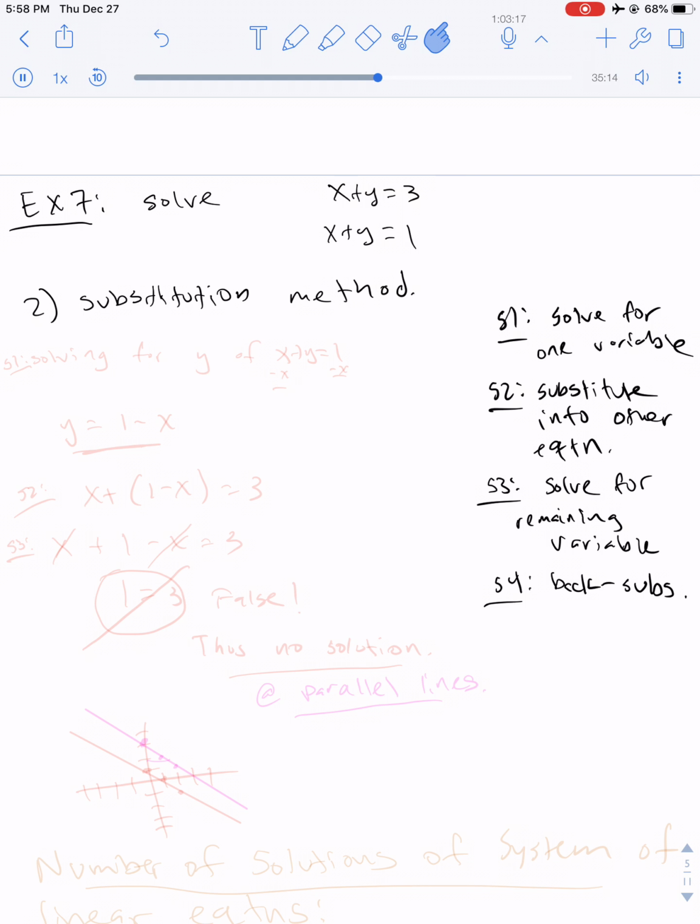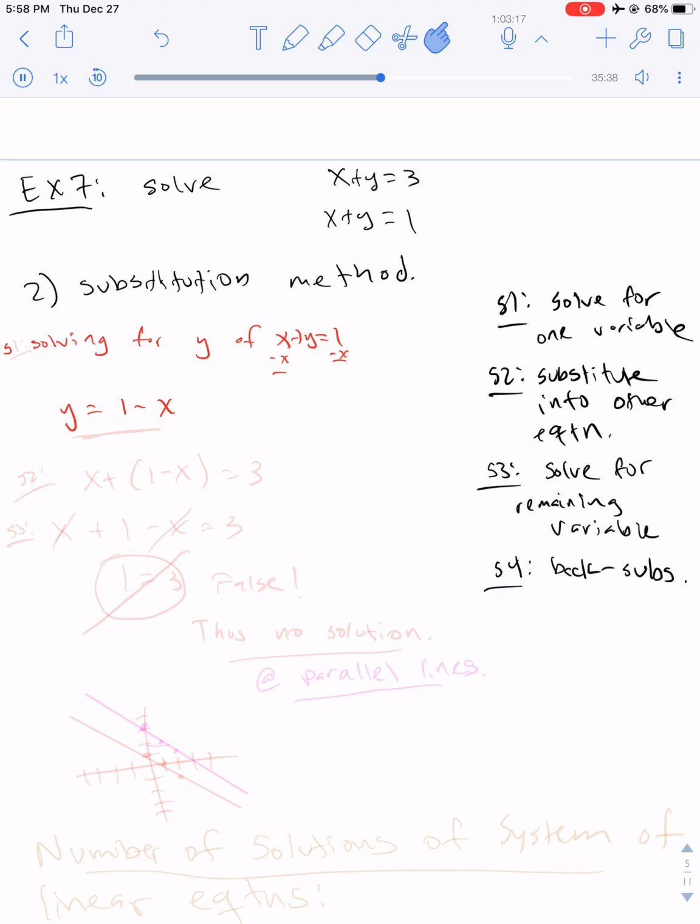Alright, so step 1. Let me solve for a variable. Solving for y of x plus y equals 1, subtract x, I have y equals 1 minus x. Step 2, substitute into the other equation. So I'm going to substitute y equals 1 minus x into x plus y, which is now x plus 1 minus x, equals 3.